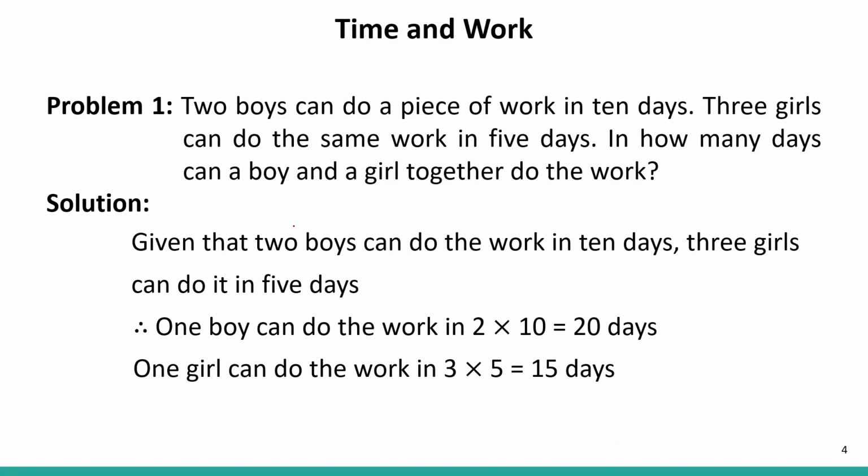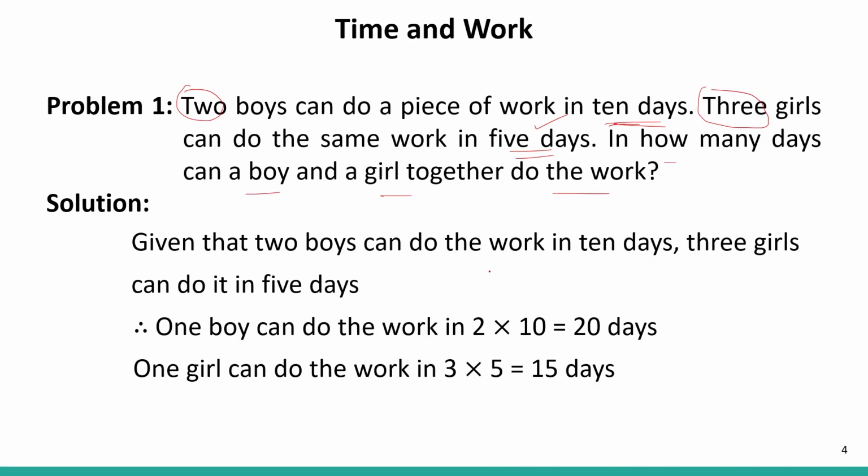So let's go forward with the step by step solution. Two boys can do a piece of work in 10 days and 3 girls can do the same work in 5 days. Okay, these are the two things that are given here. The crucial word is 3 girls. In how many days can a boy and a girl do the same work?